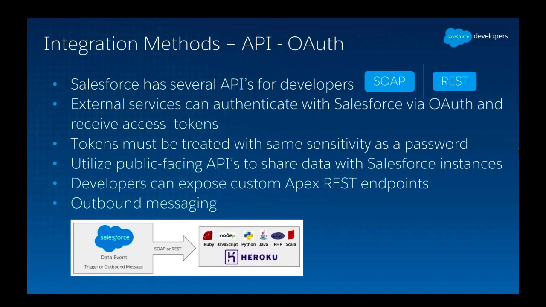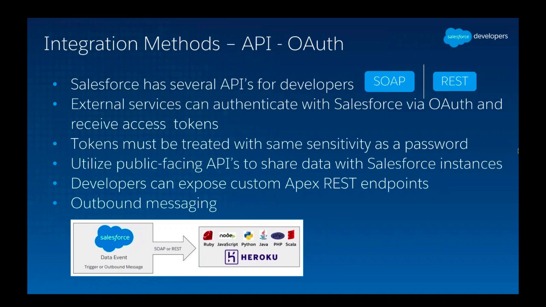So as we already talked about, there are two kinds of APIs supported by Salesforce, SOAP and REST. External services can authenticate with Salesforce via OAuth, and as we said, we can receive these access tokens. These access tokens are kind of like temporary passwords, so you use these access tokens to access the data within Salesforce. Now, as I was saying, they're kind of like temporary tokens. They provide access to the users.